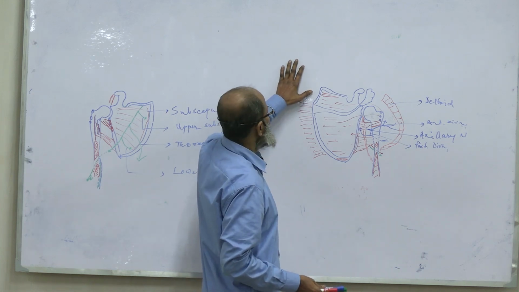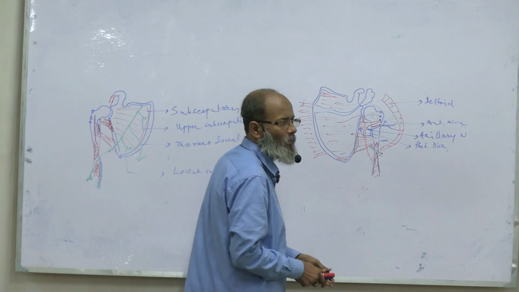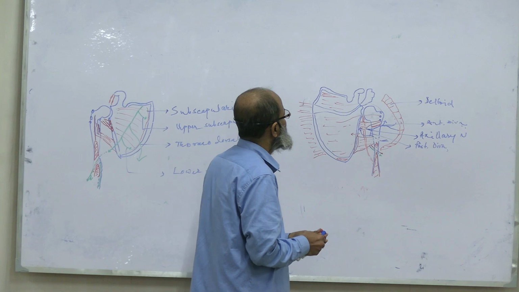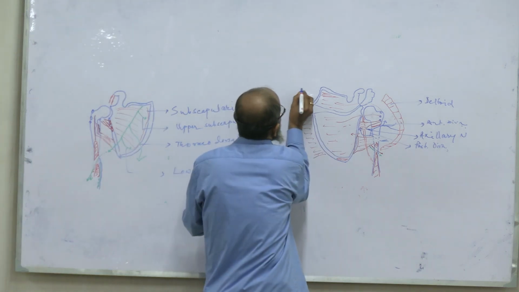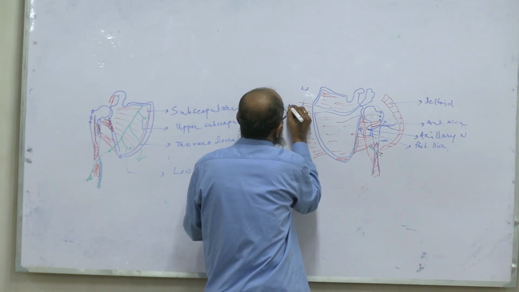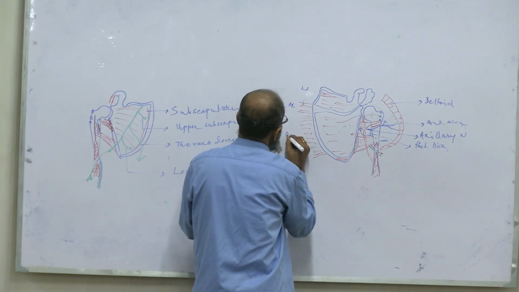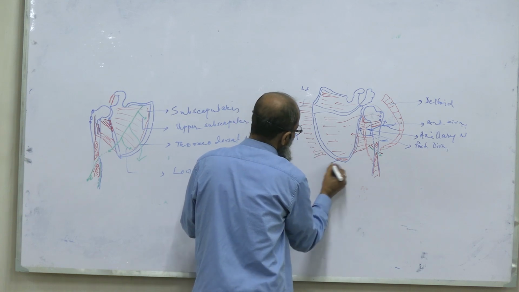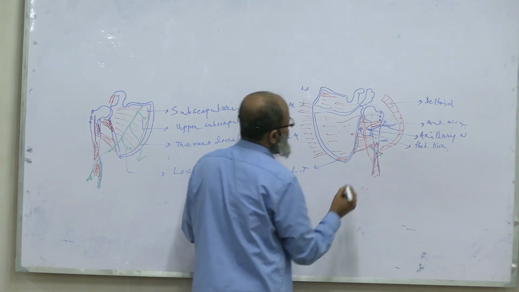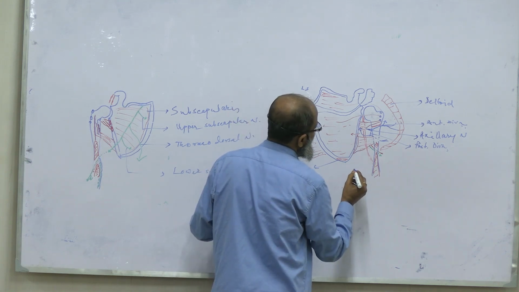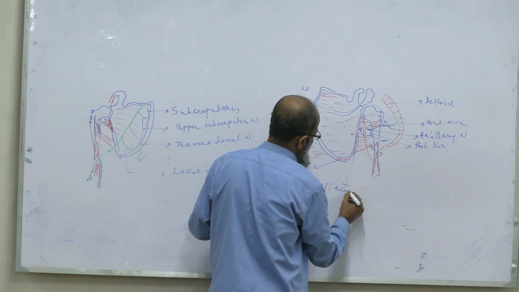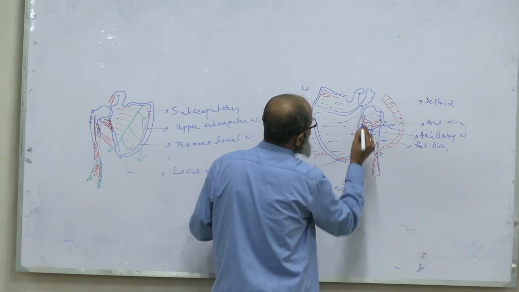Upper part, this one is the levator scapulae, okay? These sketch pens are slipping, I can't write. This one is levator scapulae. Next is the rhomboideus minor, this is rhomboideus major, and this is latissimus dorsi. This is teres major, and this one is teres minor.